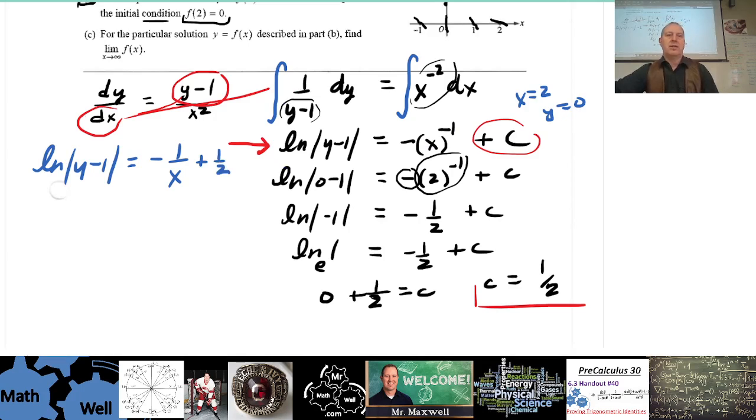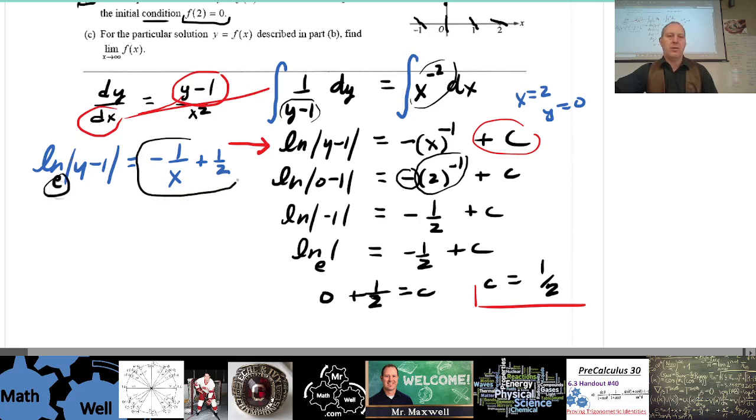And of course, to liberate y from the natural logarithm, I have to understand this is base e, so we're going to do e to the power of this whole side, right? Equals absolute value of y minus 1. So y minus 1 absolute value equals e to the power of negative 1 over x plus 1/2.